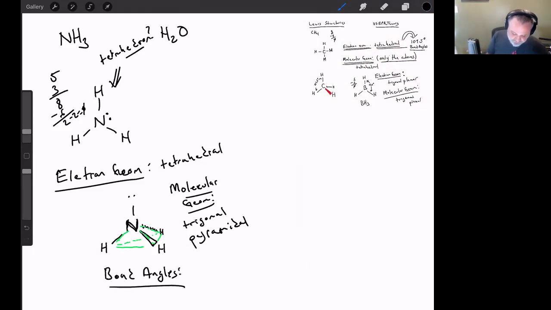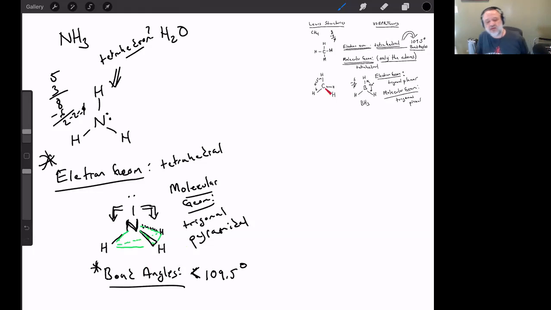Well, remember, bond angles are based on the electron geometry, and at the end of the day, it's still ideally 109.5 degrees. But there is some repulsion provided from the lone pair, and so it actually pushes the bonds away from it a little bit. And so what we say is that it's something less than 109.5 degrees. So it's not quite 109.5, maybe it's 108, maybe it's 107.62, whatever.